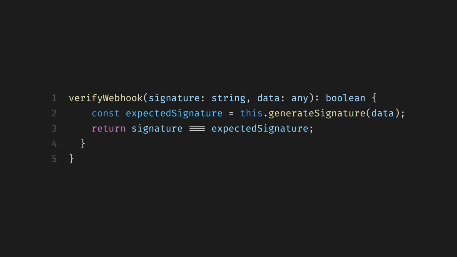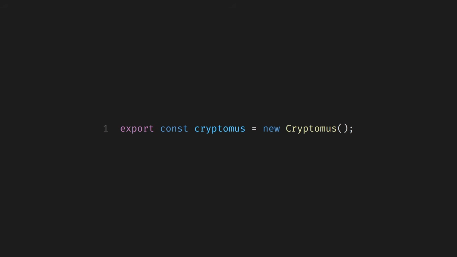Lastly, we have verify webhook, which checks that notifications from Cryptomus are legitimate. This simply regenerates the signature from the data Cryptomus sent and compares it to the signature header. If it matches, we know the webhook is authentic. Finally, we export a single instance of the class so we can use it anywhere.